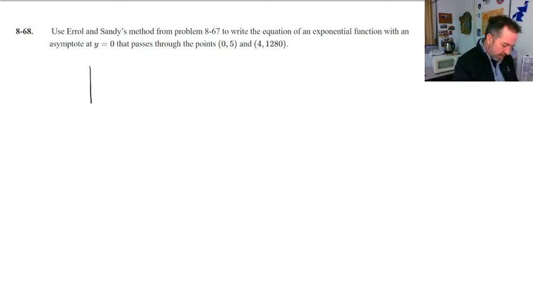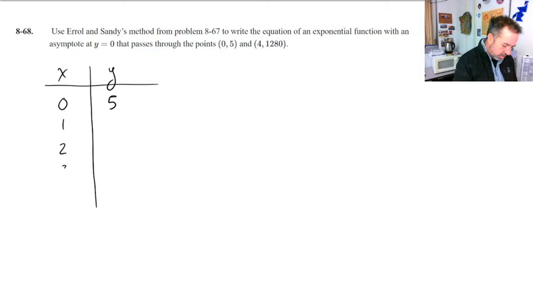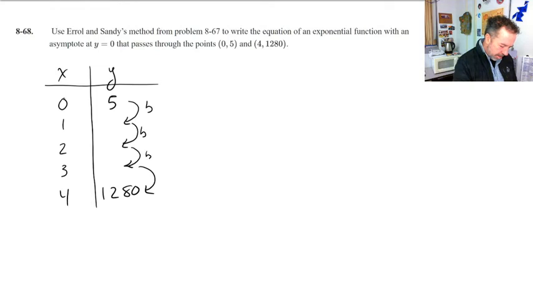Let's go from this representation of 2 points. We've got our x values and our y values. We have 0 is supposed to hit the number 5. 1, 2, 3, 4 is supposed to hit the value 1,280. Again, from 5 to 1,280, I'm multiplying by b. This time there are 4 jumps, so b, b, b, b.